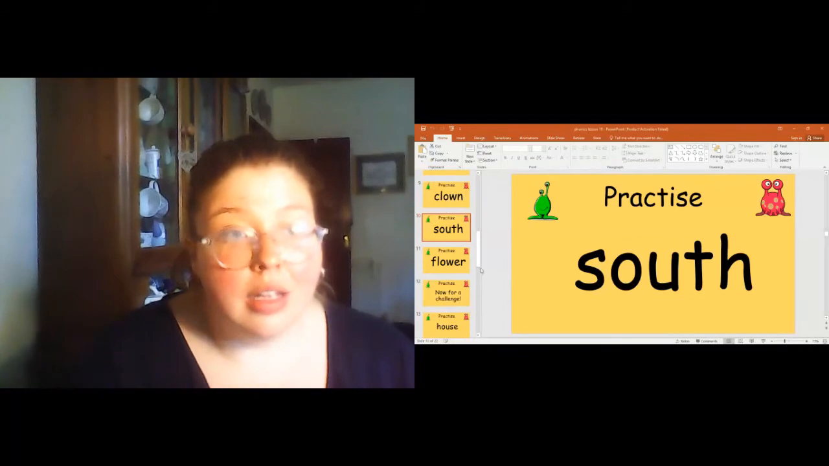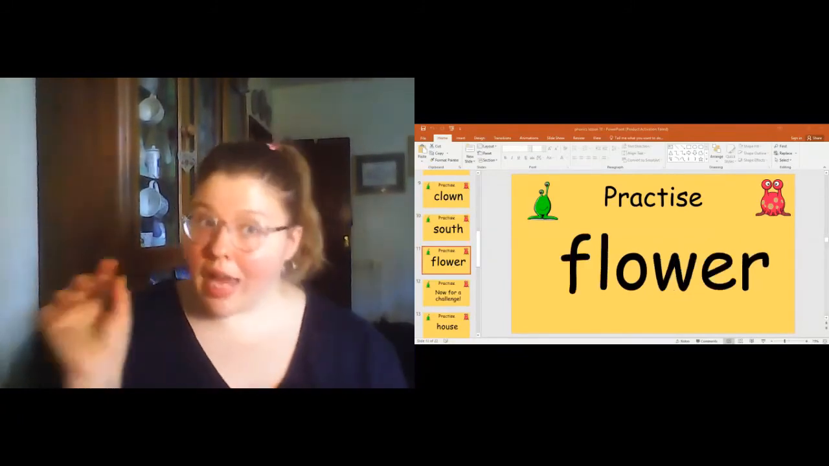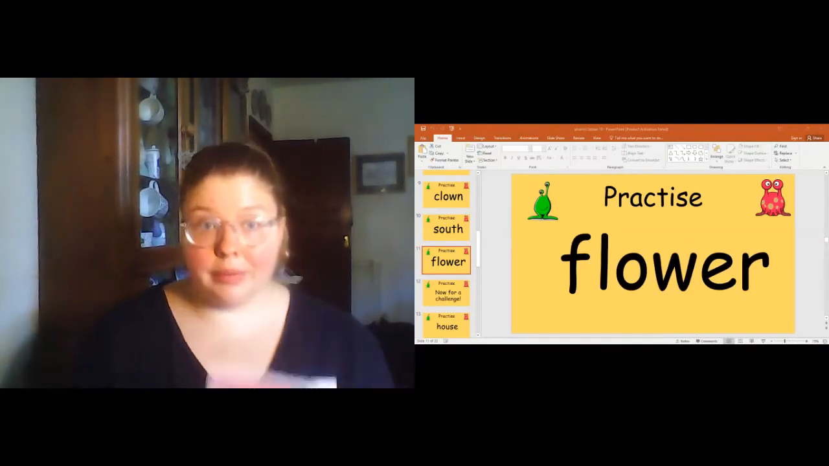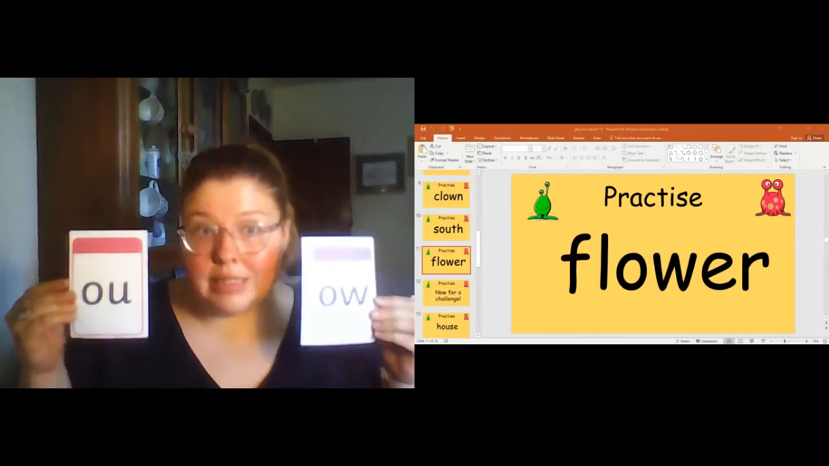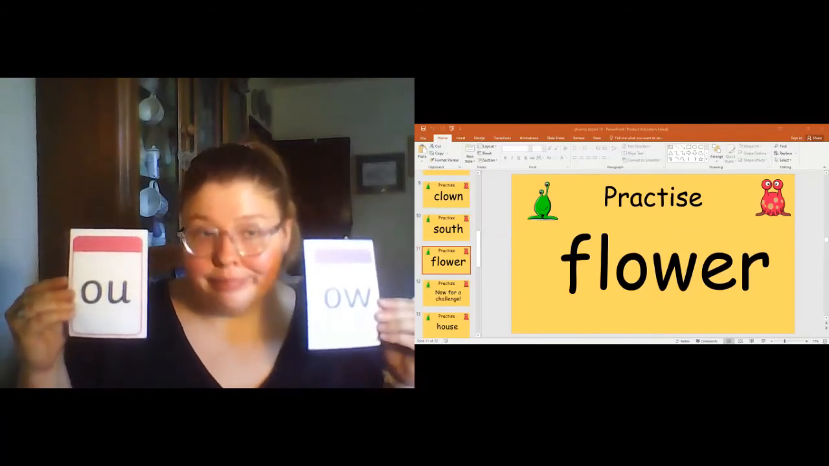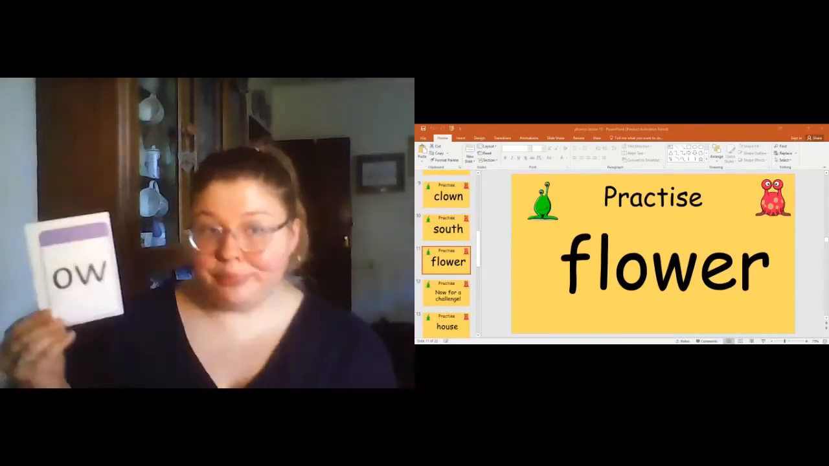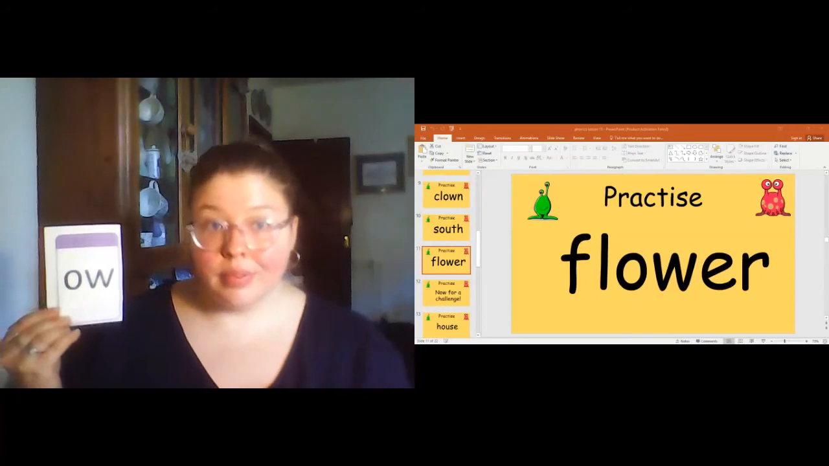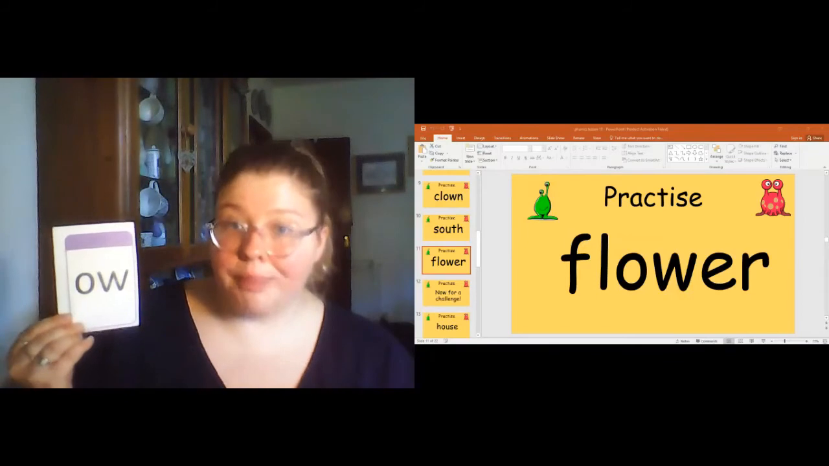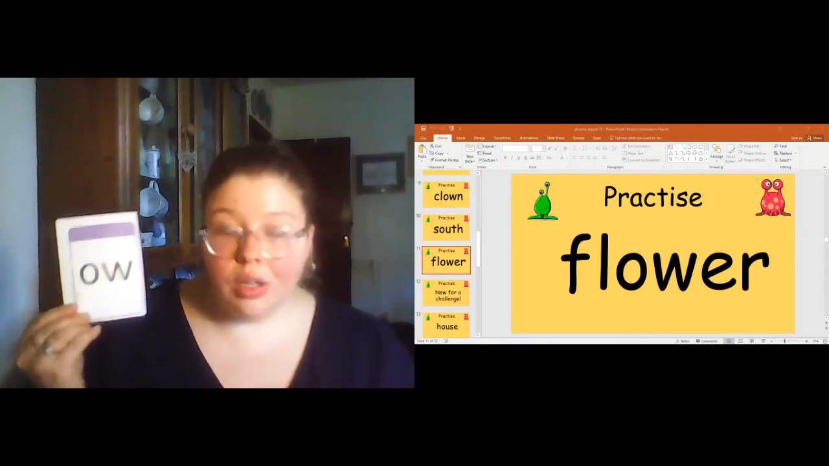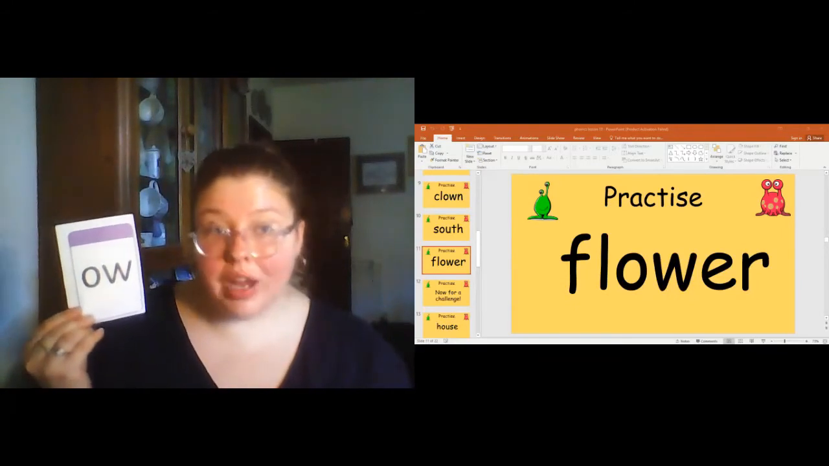Okay, let's have a go at this word. And I spot at the end of this word a grapheme we were doing last week. So, spot your grapheme and then let's have a go at blending this together. Okay, you're right. It's this ow. Ready to blend it together? Okay. F, ul, ow, flower. Let's try that one more time.